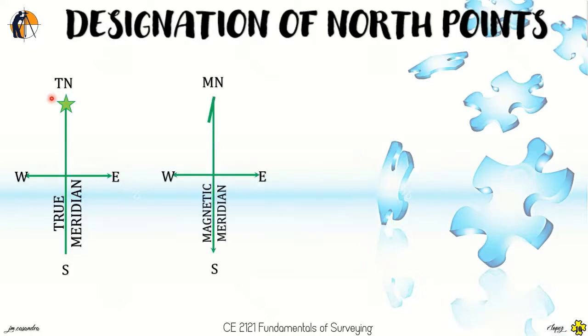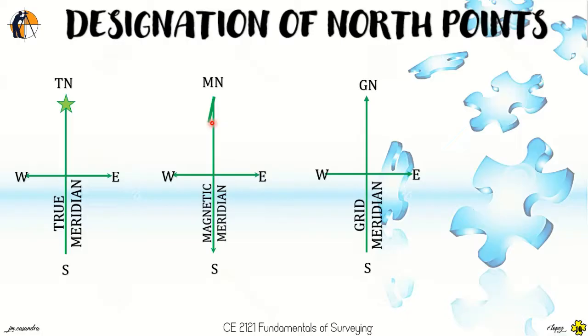Our magnetic north will be designated by a half arrow. And then we have your grid north designated by a full arrow. And lastly, we have your arbitrary north designated by a point or a circle.